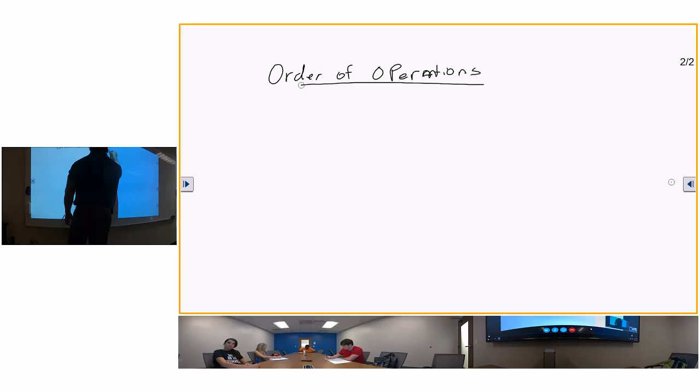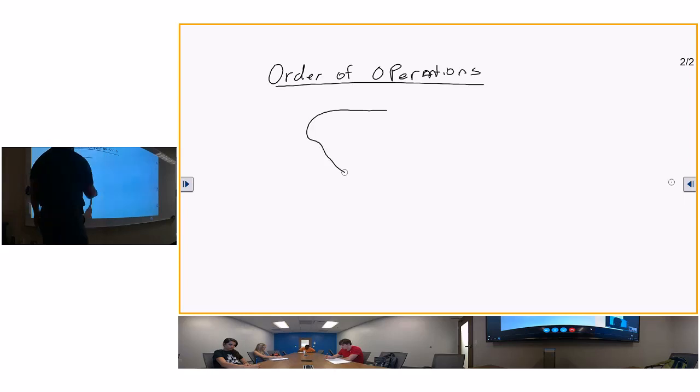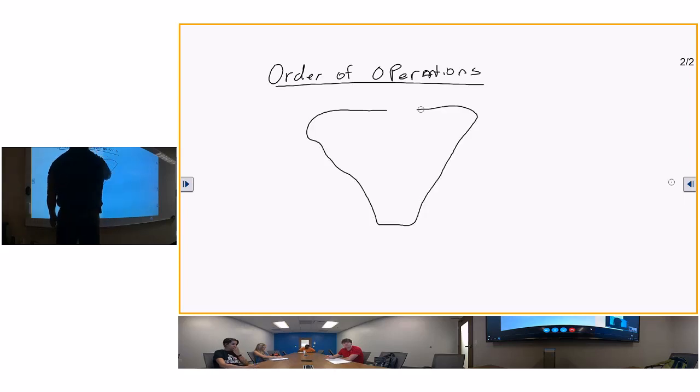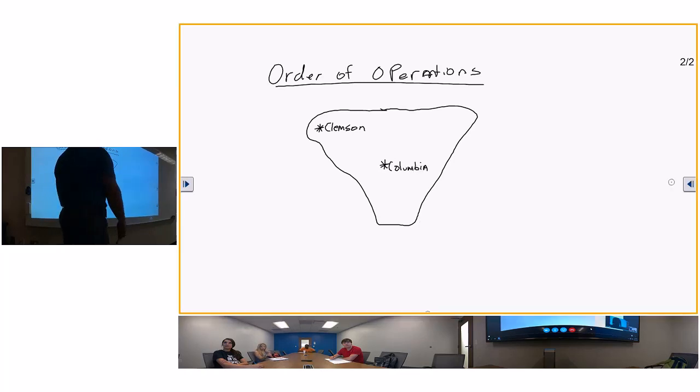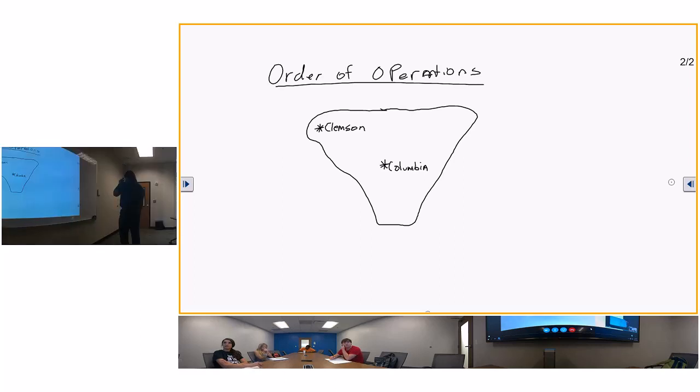Order of operations, and always give, that's South Carolina, and you got Clemson up here, and you got Columbia down here. I always tell this story, and I always tell the joke or the story or whatever you want to call what I'm fixing to tell you. I always tell it when I go into order of operations.